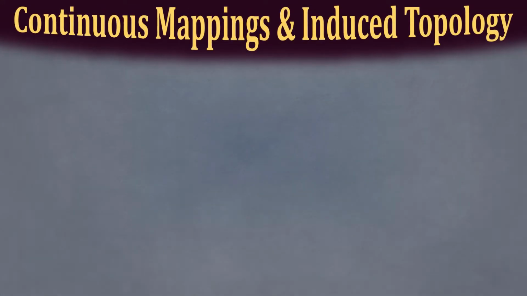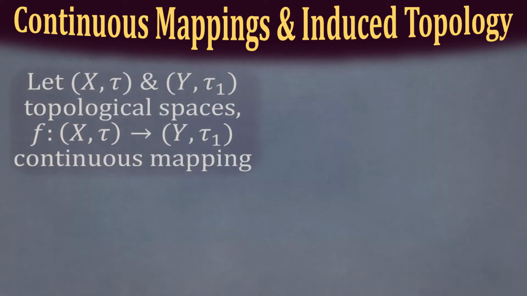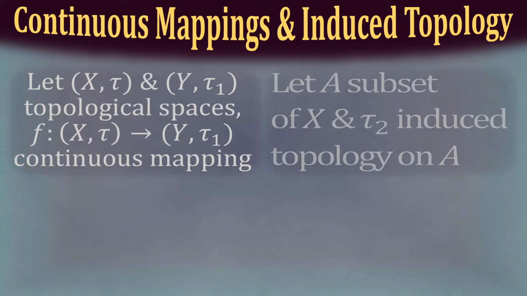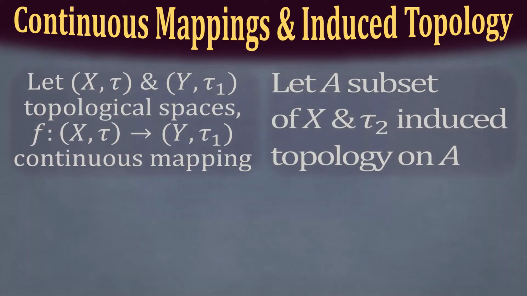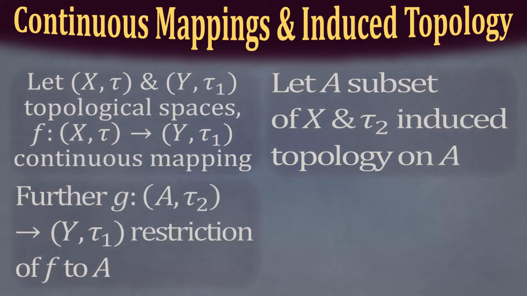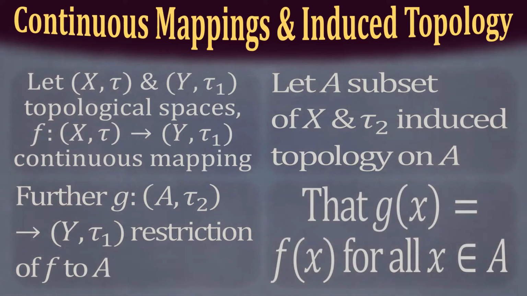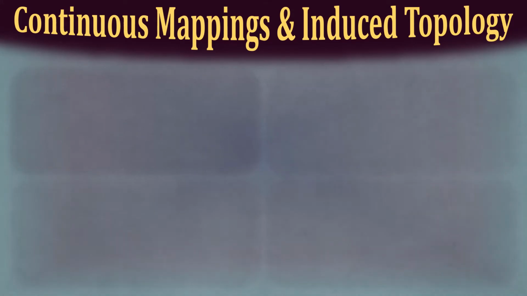Then let's relate continuous mappings and induced topologies. Let X with T and Y with T1 be topological spaces and let f from X with T to Y with T1 be a continuous mapping. Let A be a subset of X and T2 the induced topology on A. Further, let g from A with T2 to Y with T1 be the restriction of f to A. That is, g of x equals f of x for all x in A. Then g is continuous.